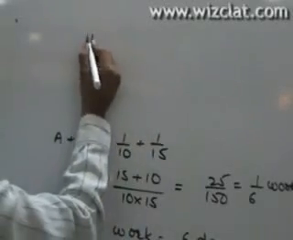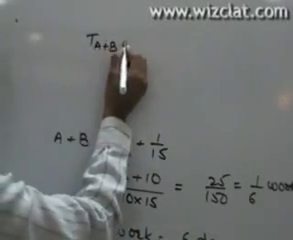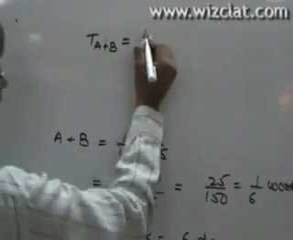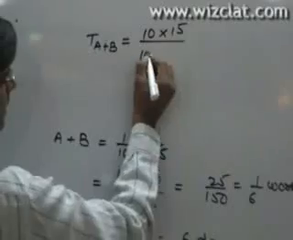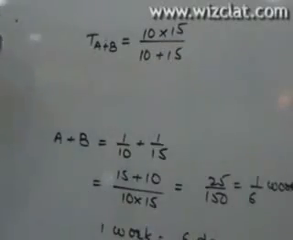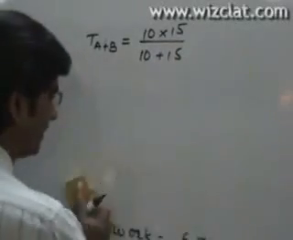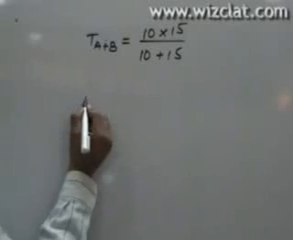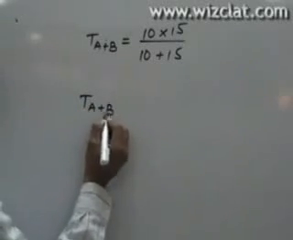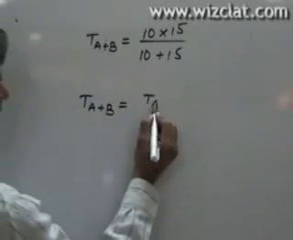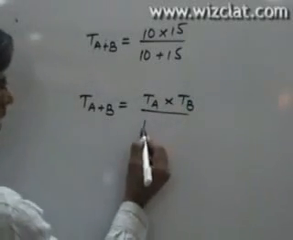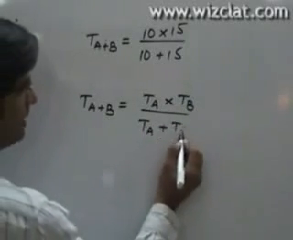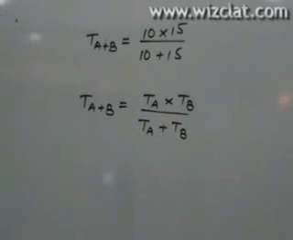It means the time taken by A and B together to do the work will be equal to 10 multiplied by 15 upon 10 plus 15. So we can say, if this simple question comes again, the answer will be: time taken by A plus B to do a piece of work together is equal to time taken by A alone to do the work multiplied by time taken by B, upon time taken by A plus time taken by B.